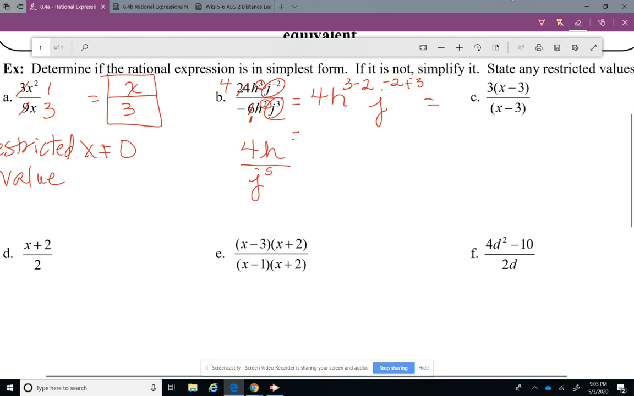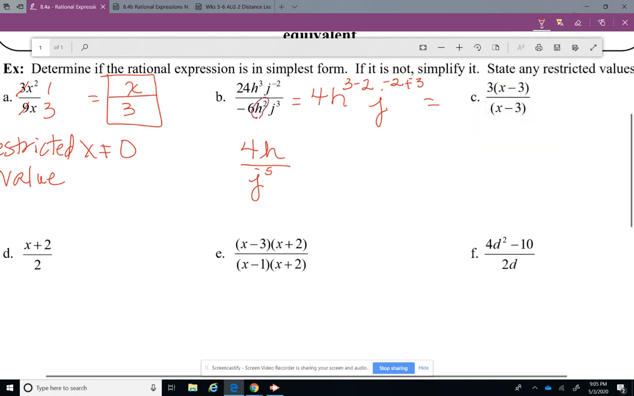So it is no longer in the numerator anymore. It comes down to the denominator. All right, now the next thing we have to do is go back and look at the original problem and see what the restricted values are.